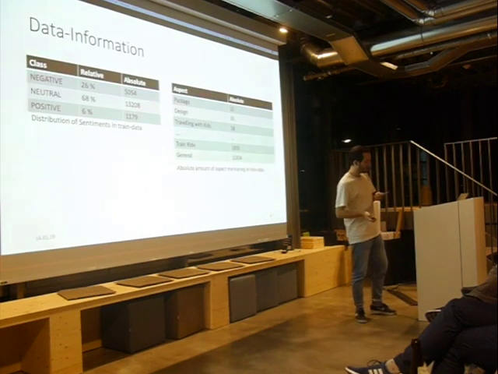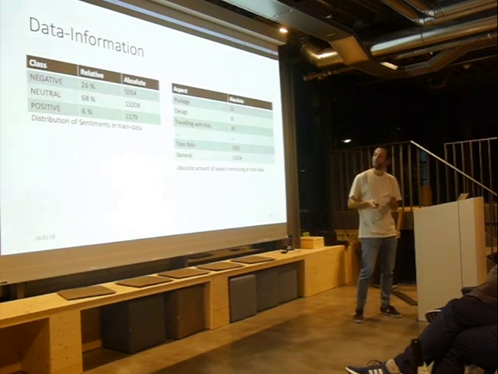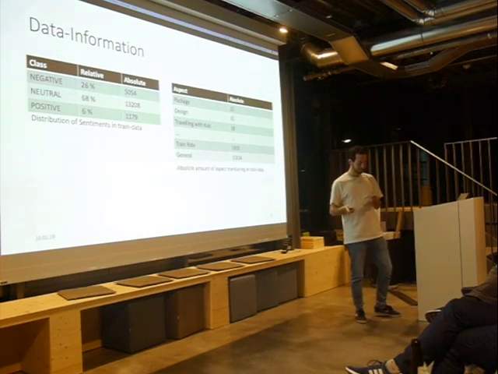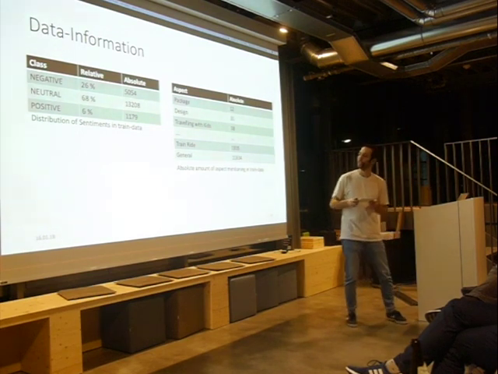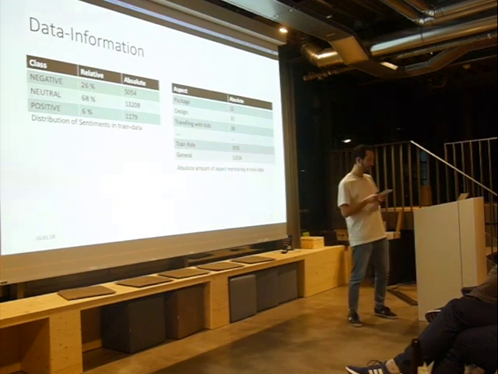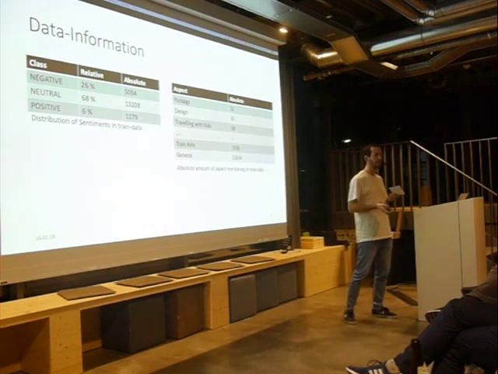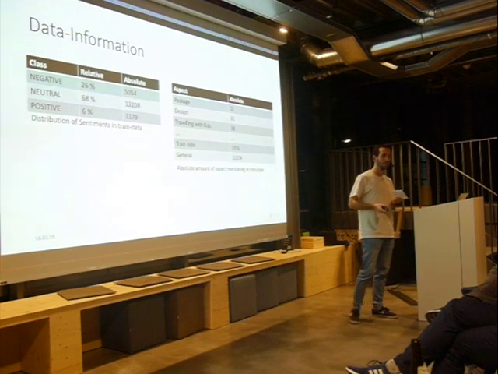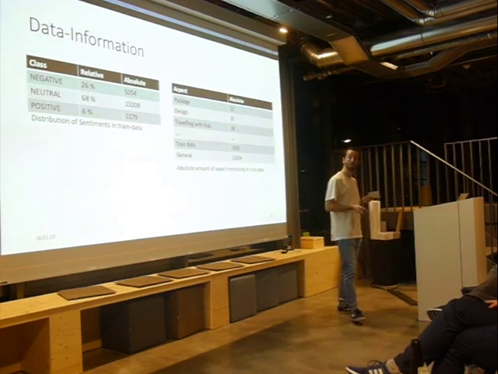To give you a feeling for the difficulty we have to deal with, I'd like to tell you some statistics about the data. On the left-hand side, you can see the distribution of the overall sentiment in the training data set, and as you can see, most of the data, 68% of the texts, are labeled as neutral. Therefore, we have to deal with the difficulties of imbalanced data.